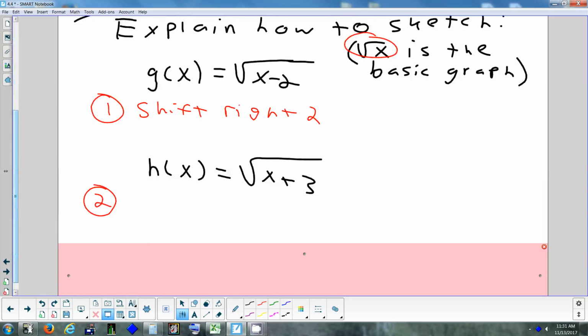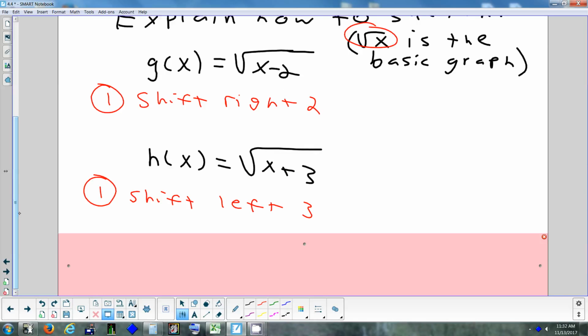Okay, this one also is just one transformation. And what are we doing this time? Yep, we're going to shift left 3. If you just said shift left, I'd give you half. You've got to tell me the direction and how much. Same thing if you just said shift 3. You've got to tell me which way, down, left, or right. Okay, so that's good. Shift left 3.